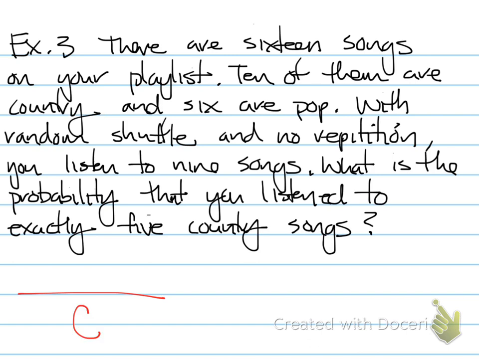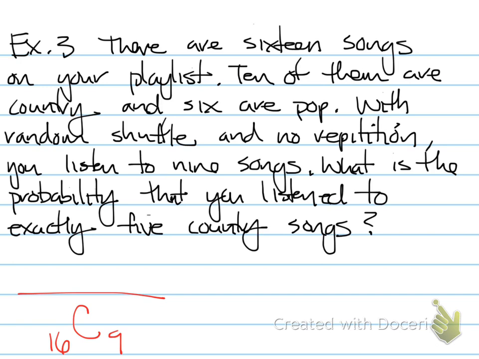All right, so we first start with the number of combinations of choosing 9 songs. So we have 16 songs total to choose from, and we're going to choose 9 of those songs. So that's going to be our denominator. That's the number of possible outcomes.